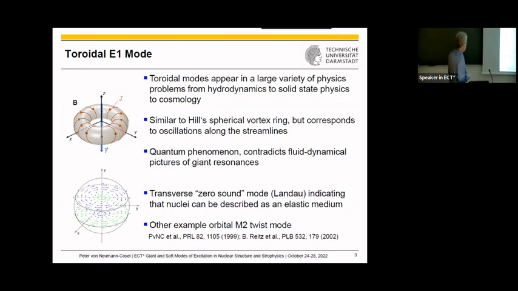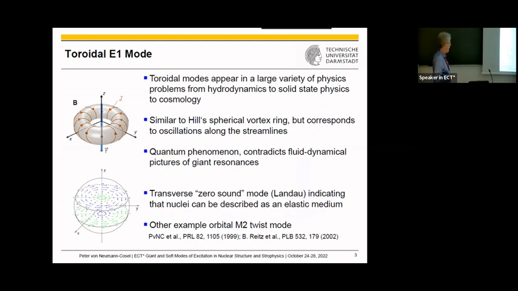But actually, the motion corresponds to oscillations along these streamlines. And I think the relevance of having such a mode is that's a pure quantum phenomenon. So it clearly contradicts fluid dynamical pictures of giant resonances. In such a picture, you can't have such a resonance. And such a mode is actually predicted in Landau theory, and it's called the transverse zero-sum mode, and its existence indicates that nuclei can rather be described as an elastic medium.